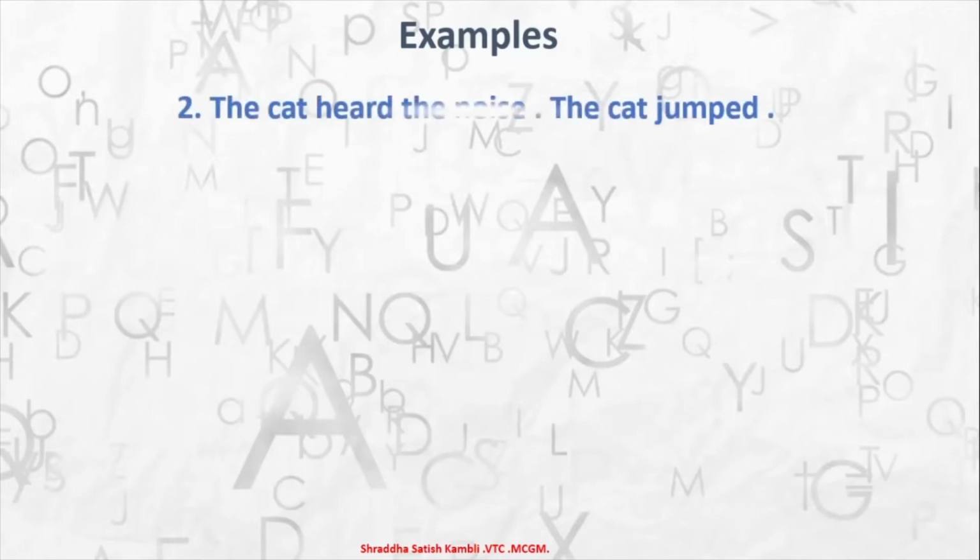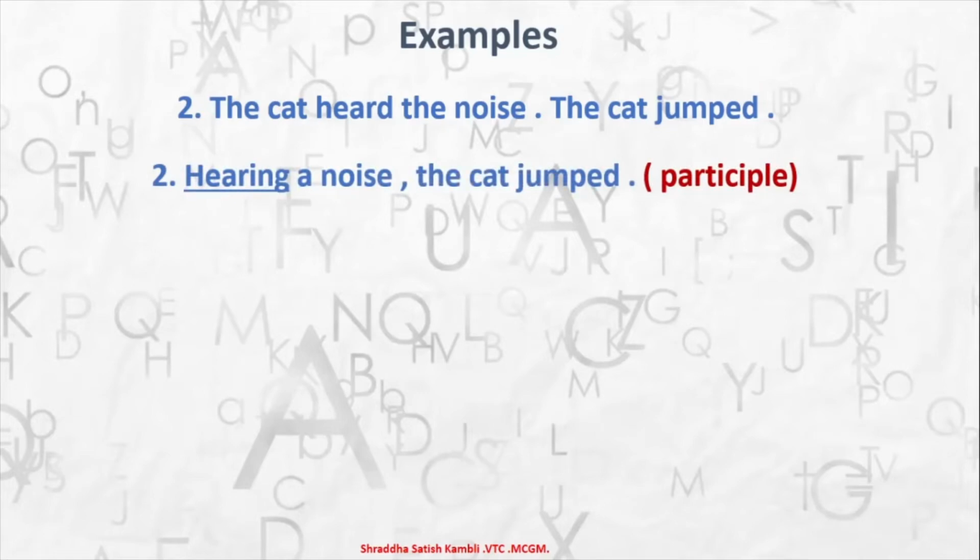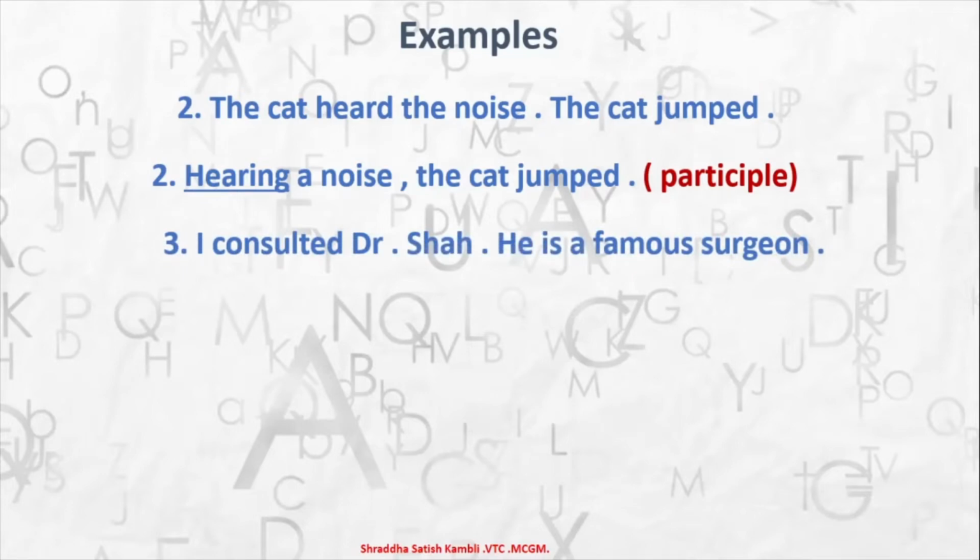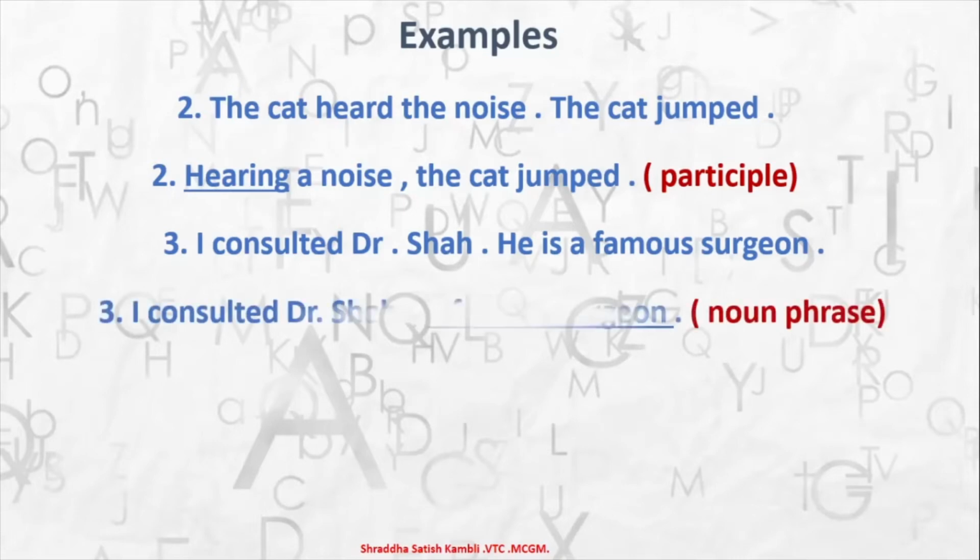Moving on, let's see some more examples. You have: the cat heard the noise, the cat jumped. So how will I combine them? I've combined them saying, hearing the noise, the cat jumped. So see, it is the participle, ing, of the word. Hearing the noise, the cat jumped. Another example: I consulted Dr. Shah, he is a famous surgeon. What have I done?